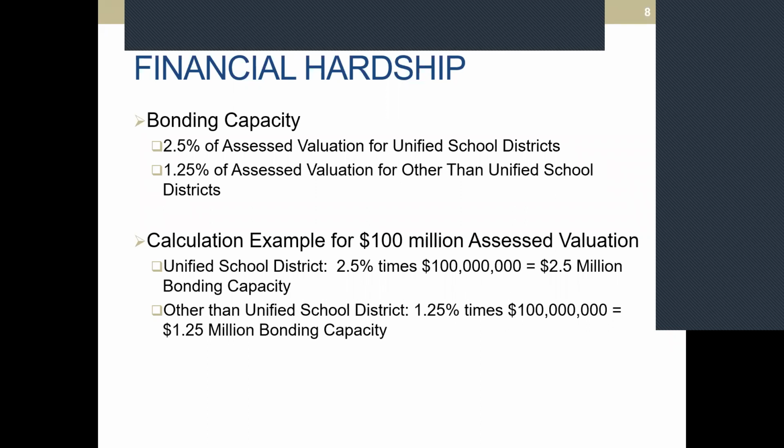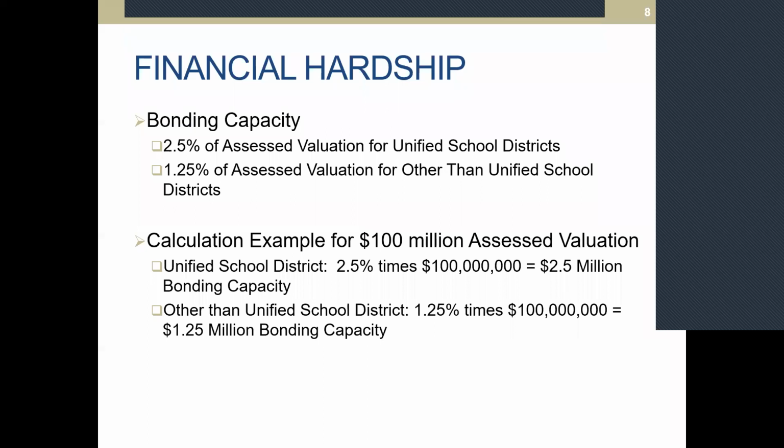So we have an example down below. For this one, the district had a total assessed valuation of 100 million. For the unified district, we would multiply it by 2.5% to come up with 2.5 million in total bonding capacity. For the non-unified districts, again, it's that 1.25%. We multiply it by the 100 million, and that comes to 1.25 million in total bonding capacity. So for this example, they were both smaller districts, and they qualified under the criterion of having a total bonding capacity of less than 5 million. But that's just one example of how we calculate and verify that the district does qualify for one of those qualifying criteria.